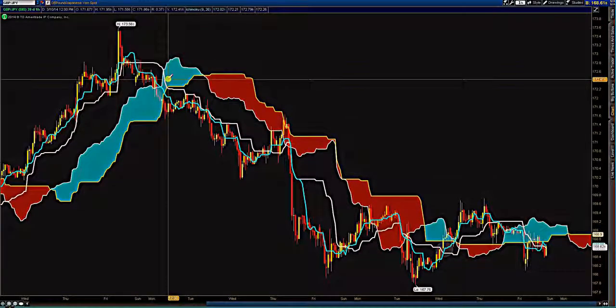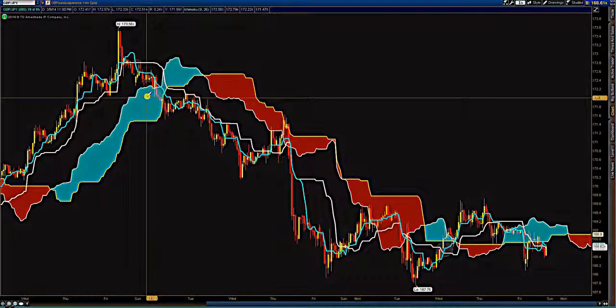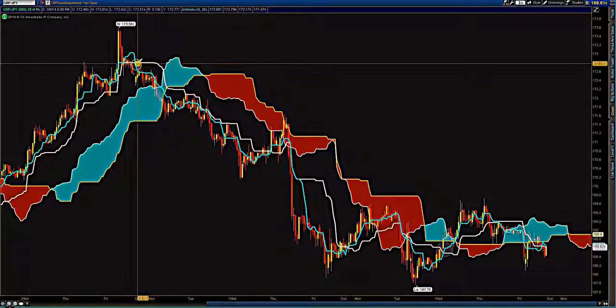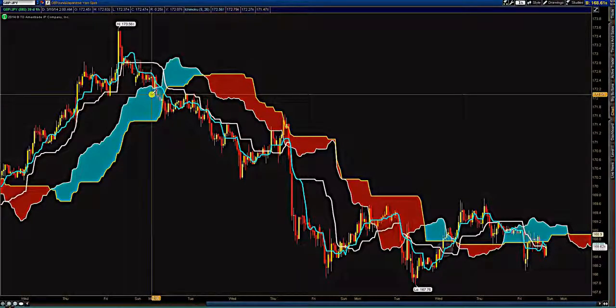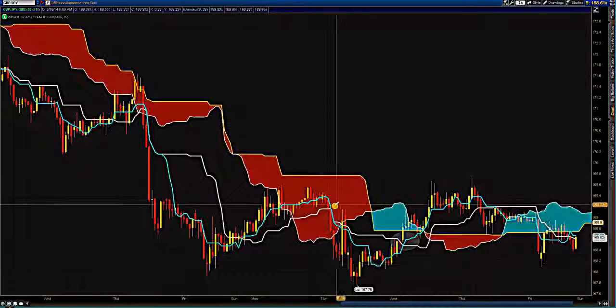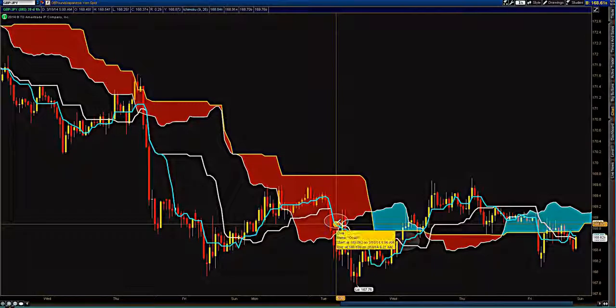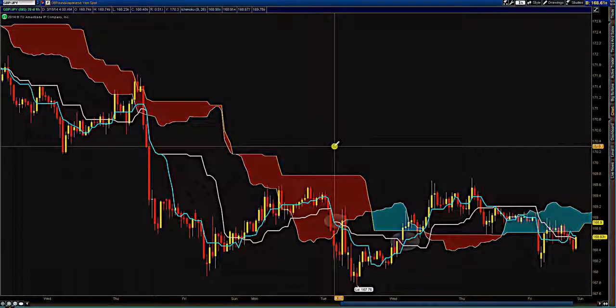A medium cross is when the crossover occurs within the cloud. In this case, a medium cross would be right here, where the Tenkan crosses below the Kijun within the cloud. That's a medium cross because the crossover did not occur above the cloud, rather within the cloud.